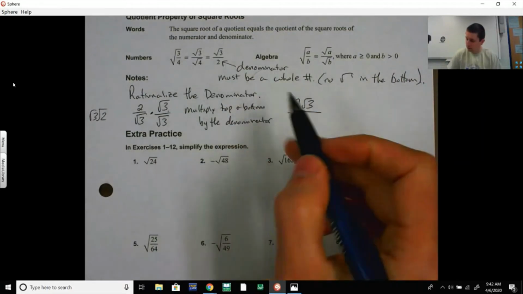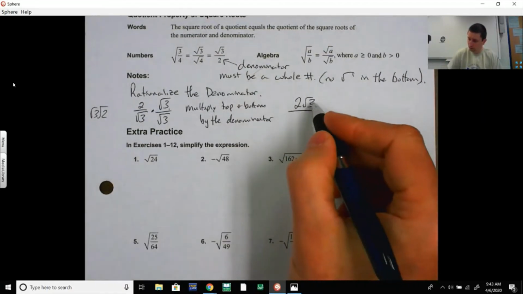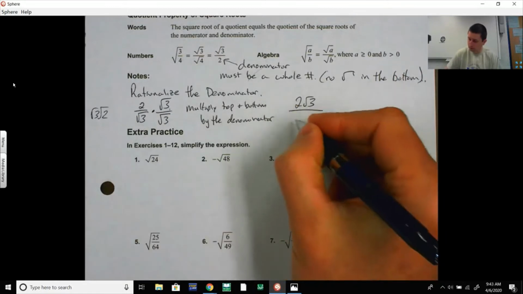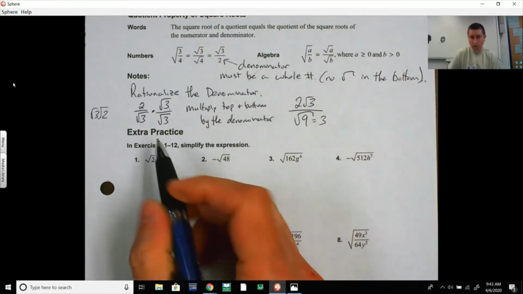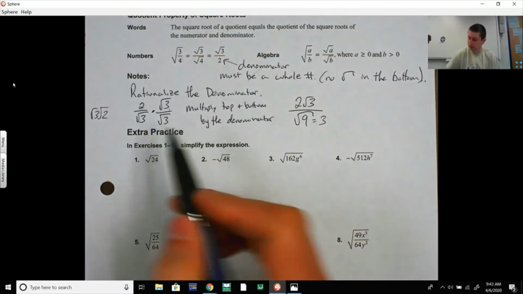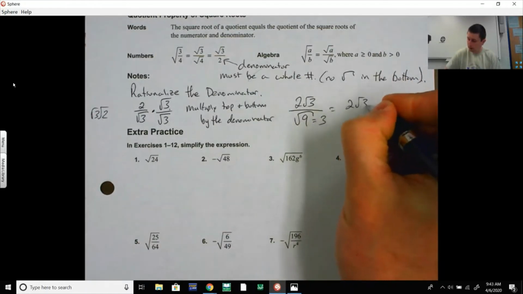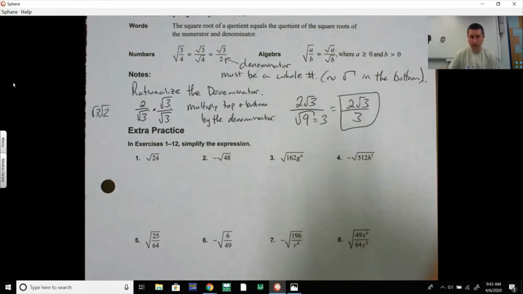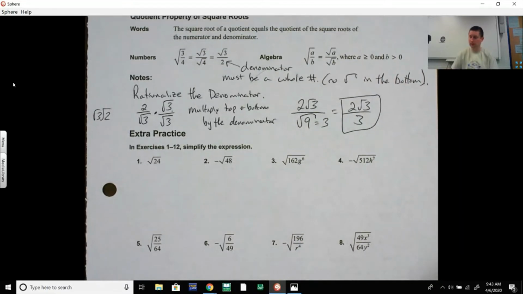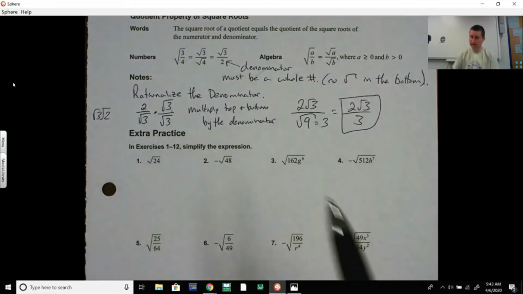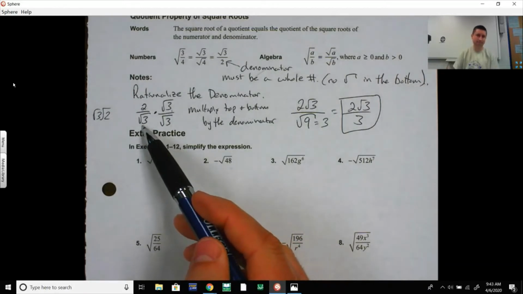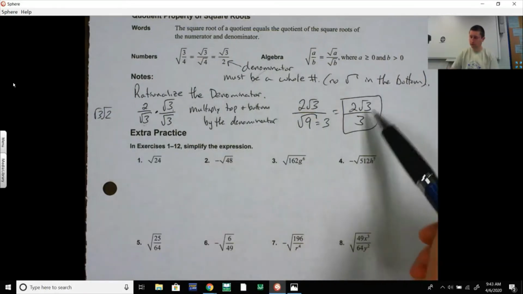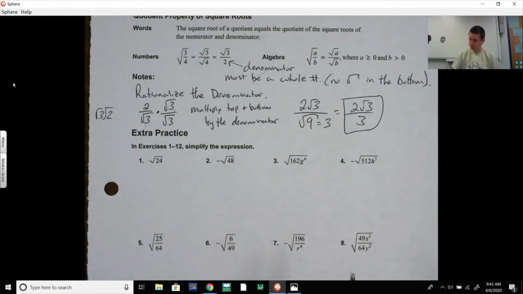Okay, so 2 times the square root of 3 is written as 2 root 3. Root 3 times root 3 is written as the square root of 9, which is 3. A square root times itself equals that number. So rationalize, this is what the answer would be, 2 root 3 over 3. The shortest way to say it is put the square root on top and take the house off the bottom. Okay? Put the square root up top, take the house off the bottom.